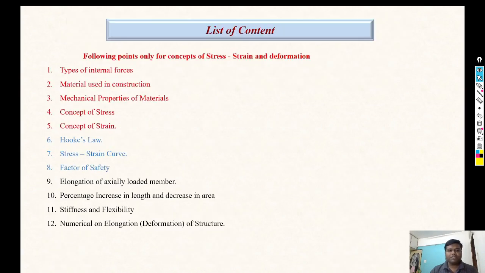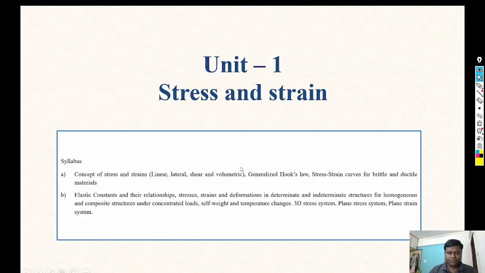So, list of content: these are the contents that were discussed in the previous videos. I will give the link of that previous video in the comment box. Please go and watch those videos, because to solve the numerical we must know the basic theory related to that numerical. So these are the topics that I have covered in the previous video. This is the syllabus that I have considered for the stress and strain unit.